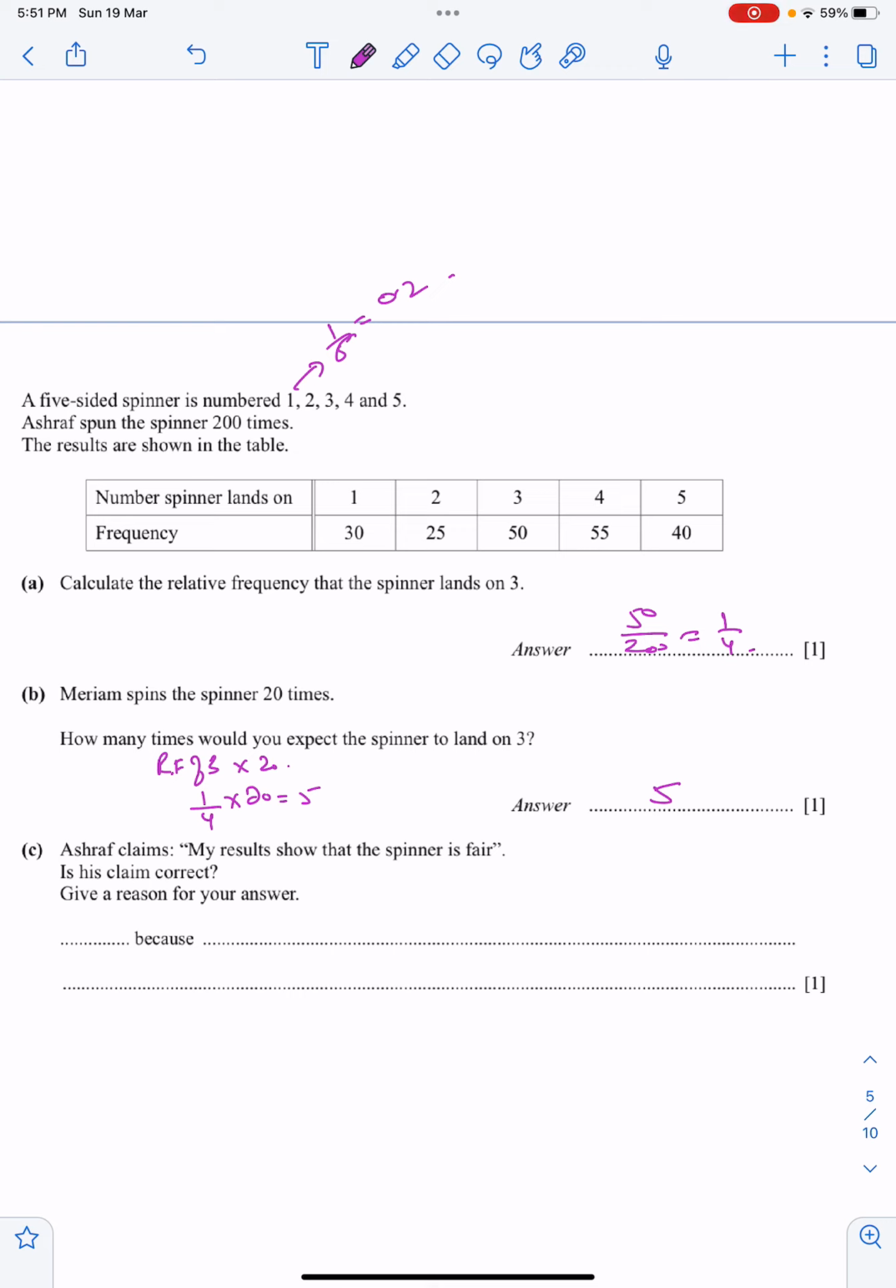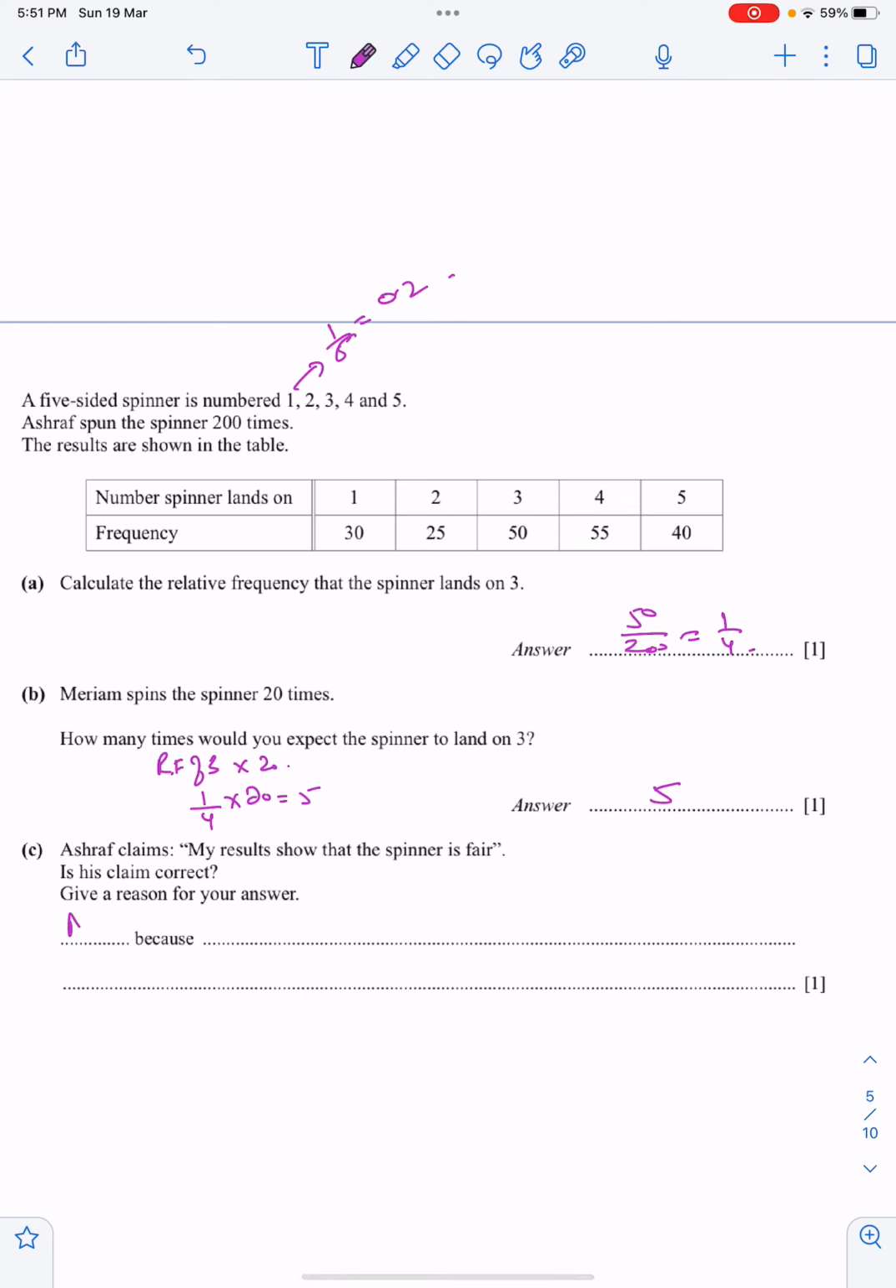But if you notice here, it's 30 upon 200. This is 25 upon 200. This is 50 upon 200. This is 55 upon 200. This is 40 upon 200. So there's a vast difference in the fractions. This is 1 upon 5, but this one is more than 1 upon 5. This one is even more. This is 25 upon 200, which is 1 upon 8, which is 0.125, and this one is also quite different. So the probabilities are not close.